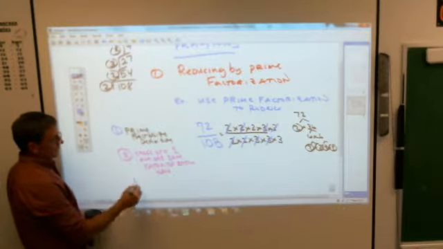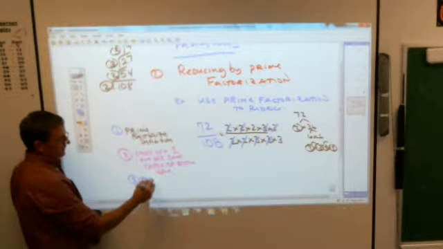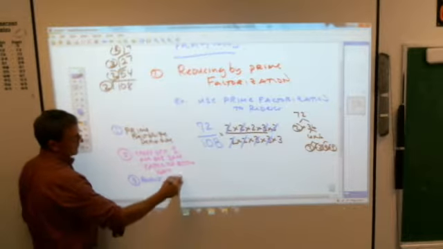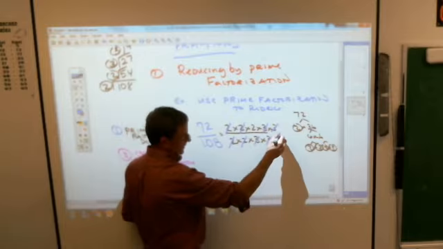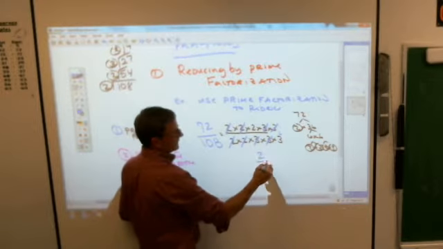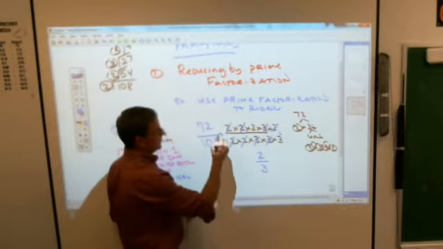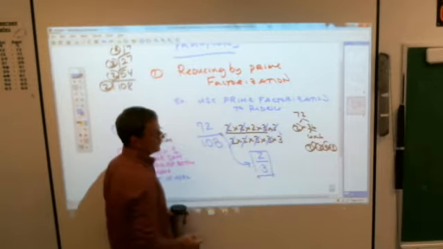And then step number 3 is to remultiply top and bottom if necessary. Remultiply if necessary. In this case, I don't have anything left to remultiply. I just am left with a 2 on top and a 3 on the bottom. And that is what 72 over 108 reduced to.